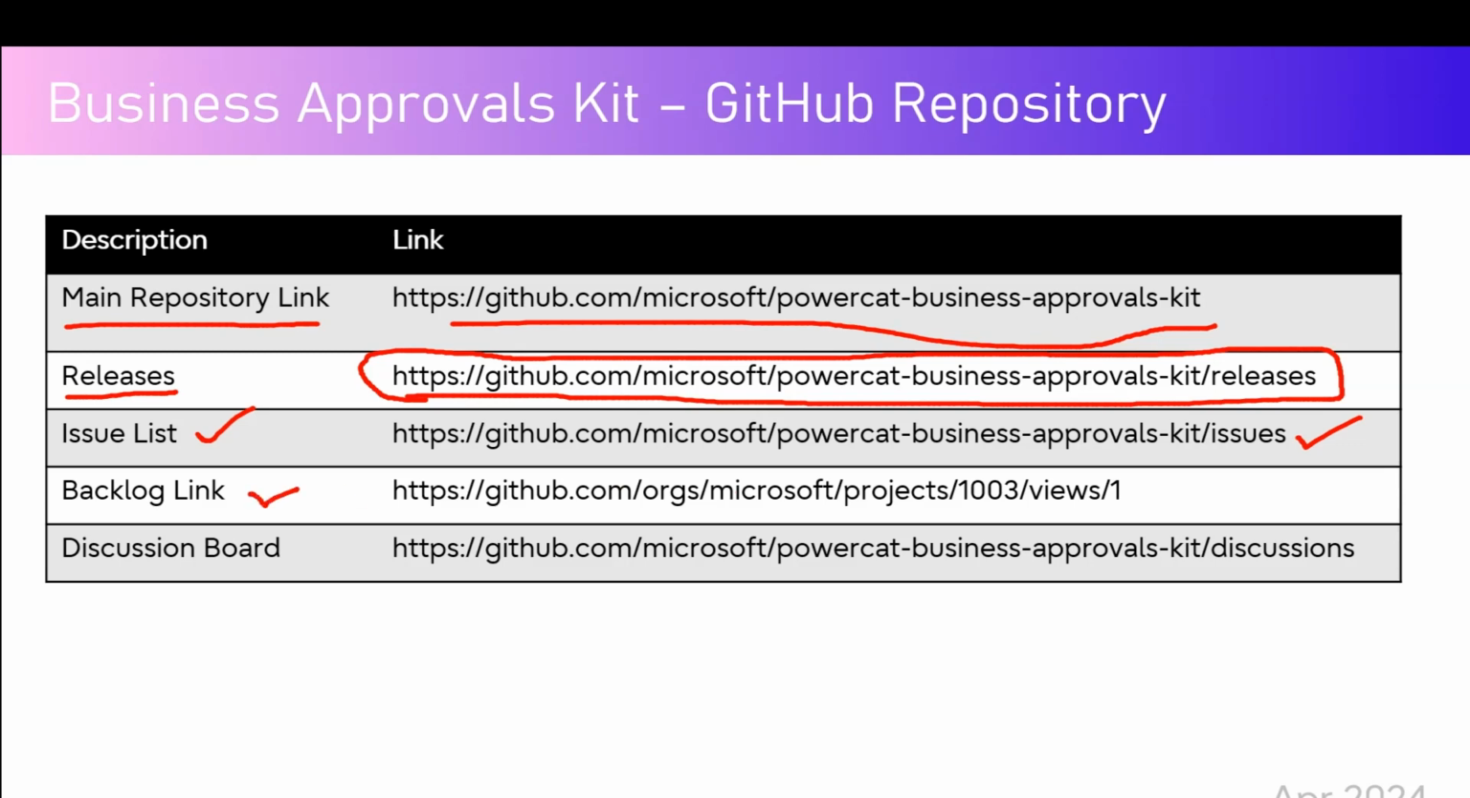There is a backlog link whereby all the new feature requests or bug fixes will be prioritized by the backend team. You can also view what is happening within the releases, and you can see that information in the backlog link.